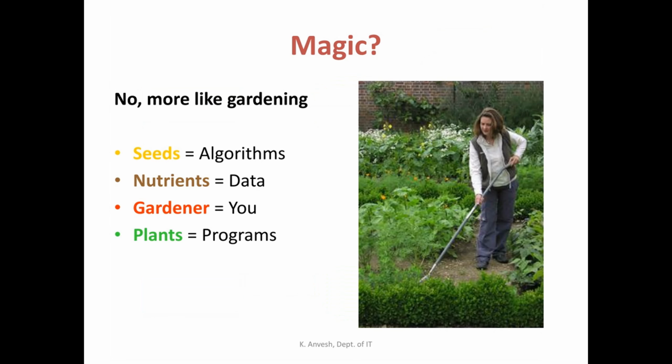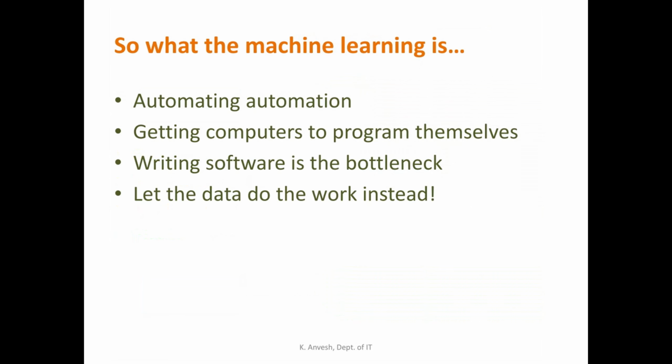Magic? No, more like gardening. Seeds equal algorithms, nutrients equal data, the gardener equals you, plants equal programs. So what is machine learning? Automating automation, getting computers to program themselves. Writing software is the bottleneck, let the data do the work instead.